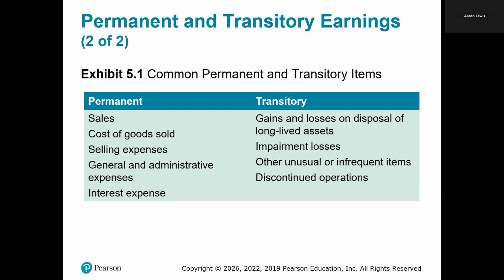What would be transitory or temporary? A gain or loss on the disposal of any long-lived assets you have, any type of impairment loss that you would have. What am I talking about with impairment loss? You have some item on your books, some asset that you have that loses value suddenly, becomes impaired, and then you have a massive impairment loss.